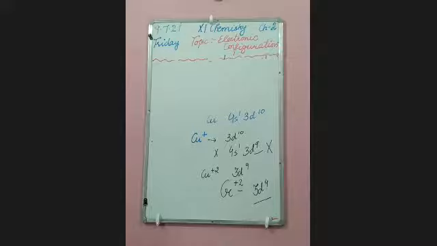Second is the Pauli exclusion principle. No two electrons in an atom can have the same set of all four quantum numbers, or an orbital can have a maximum of 2 electrons with opposite spin. Rohit, concentrate here. Third one is Hund's rule of maximum multiplicity. It states that electron pairing in an orbital does not take place until each orbital is singly occupied.